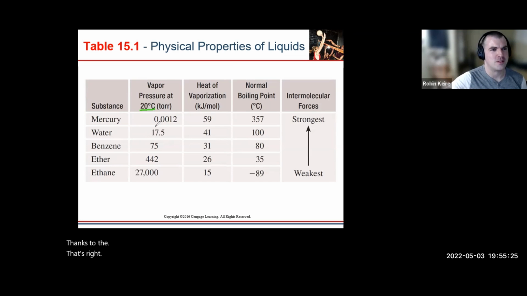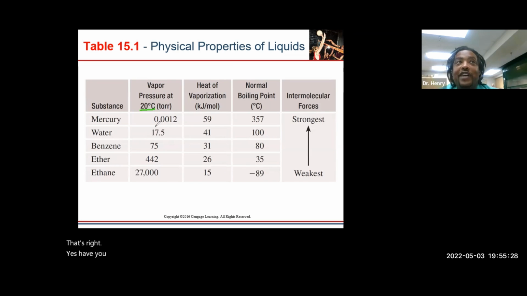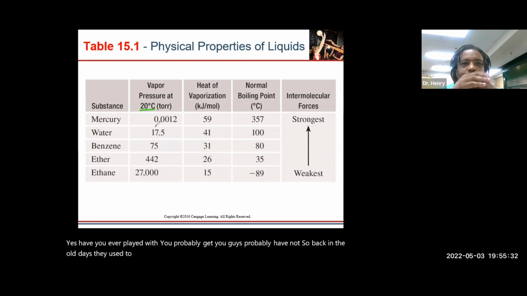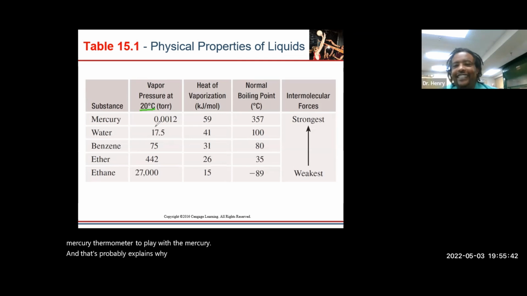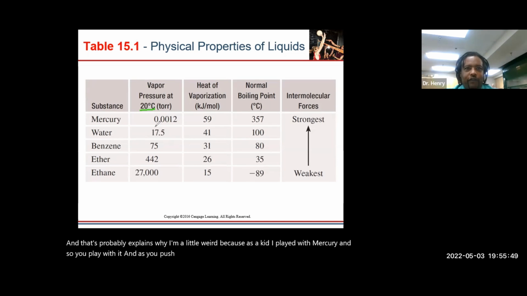Yes. Have you ever played with it? Well, you guys probably have not. Back in the old days, they used to have mercury thermometers when I was a kid, and we used to break the mercury thermometer to play with the mercury. And that probably explains why I'm a little weird, because as a kid I played with mercury. You'd play with it, and as you pushed it apart, it would find a way to come back together because of that surface tension, right? They're attracted to each other, they're so interactive with each other.